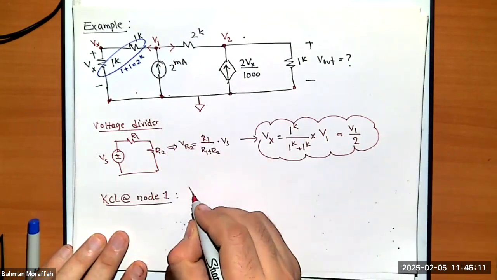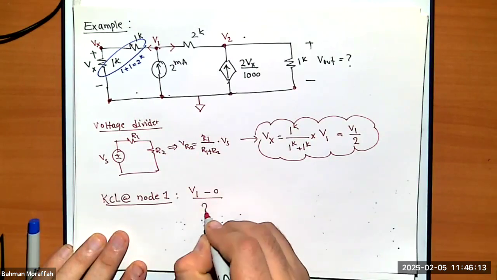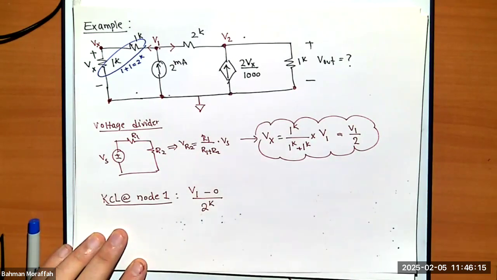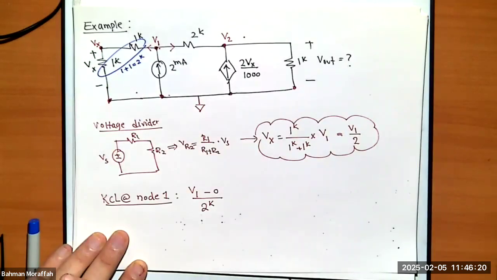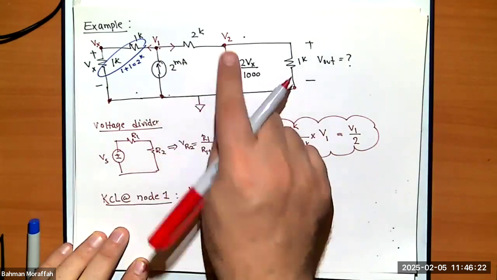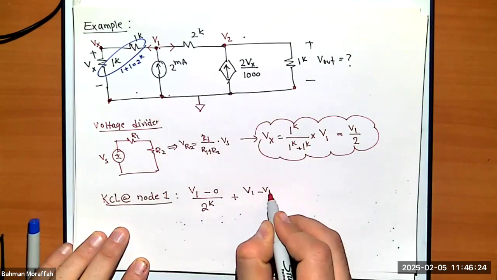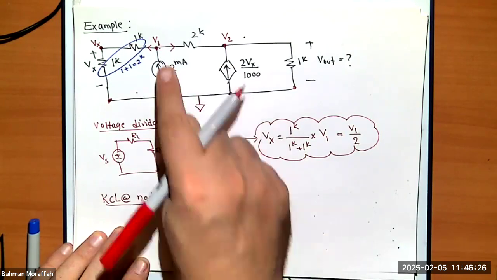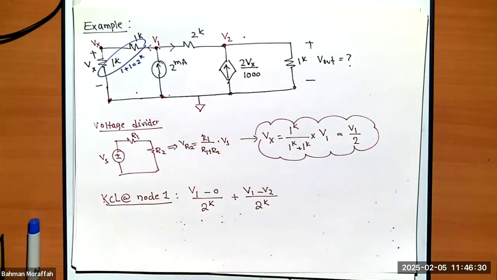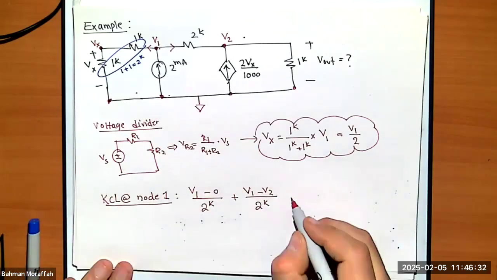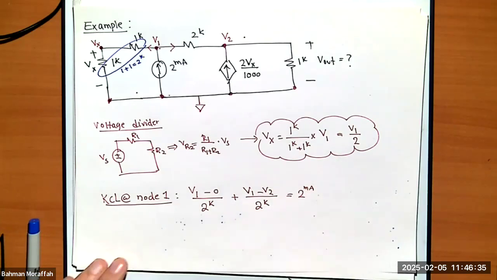It's V1 minus 0 divided by 2K, right? This one is still going out, so it's V1 minus V2 again divided by 2K. And that should be the same amount as whatever that's going in, which is 2 milliamps. Right?